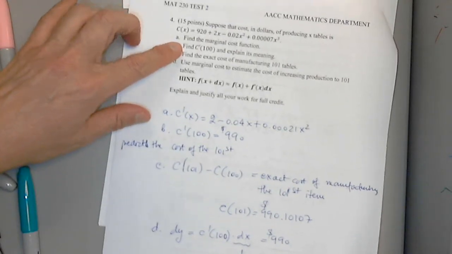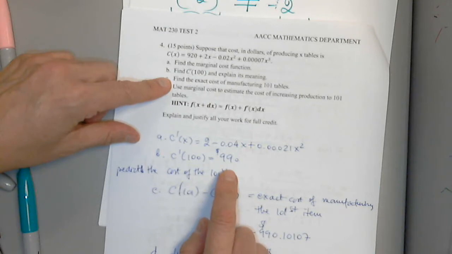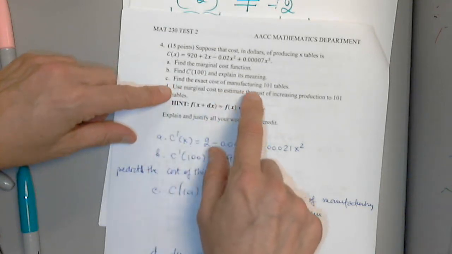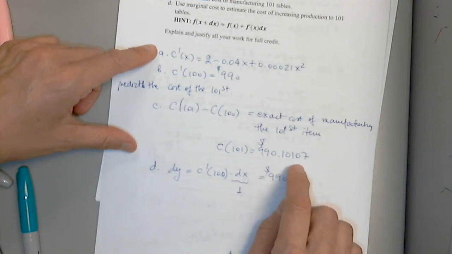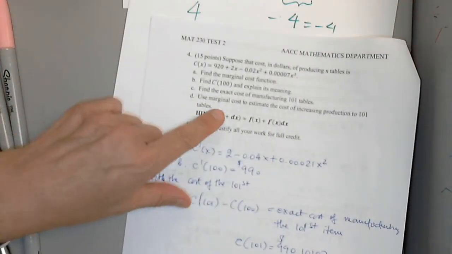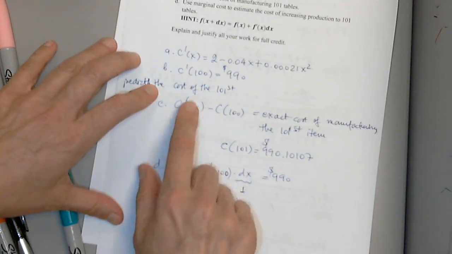So I hope you didn't have any problem with the marginal cost, and then plugging in 100, and I'd find the exact cost of manufacturing 101. So the exact cost is this. And use marginal cost to estimate, and that's all it is. C prime of 100 times 1.